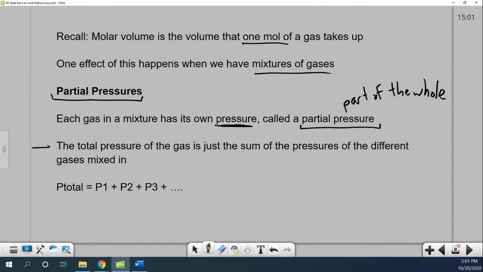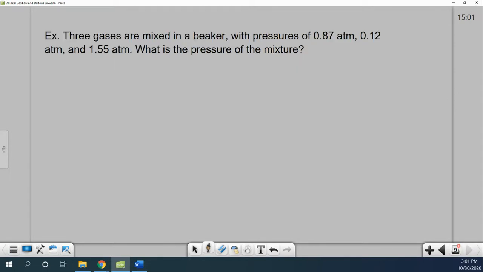So the total pressure, this is actually a really easy relationship, which is nice. It's just the sum of the partial pressures. So the total pressure is just the pressure of the first gas plus the second gas plus the third gas plus however many gases you have. You just add them together. So it's actually a pretty easy one to work with.